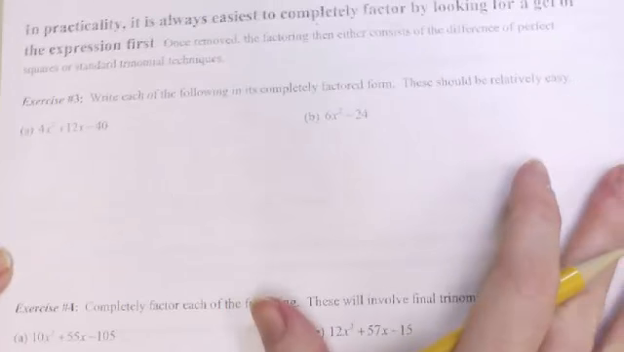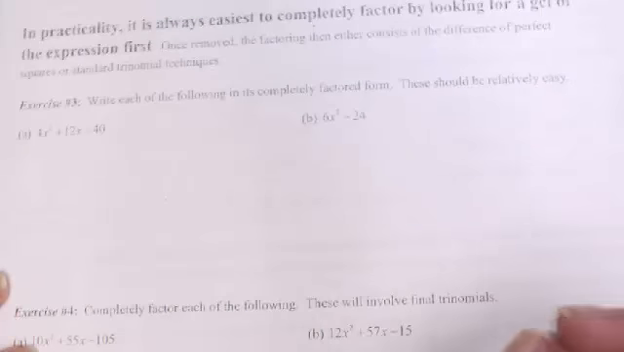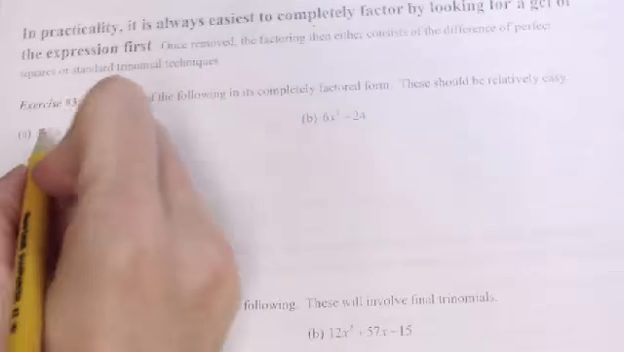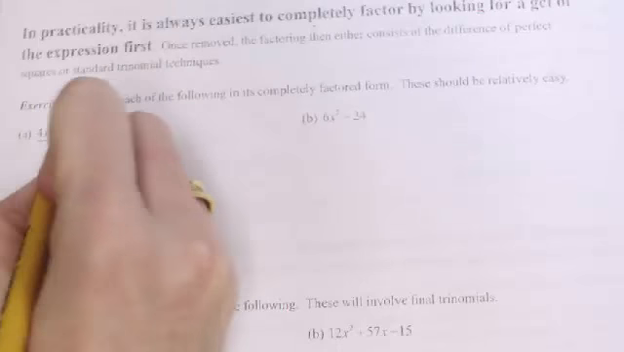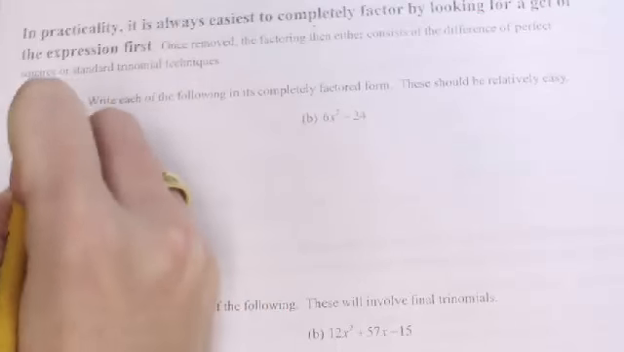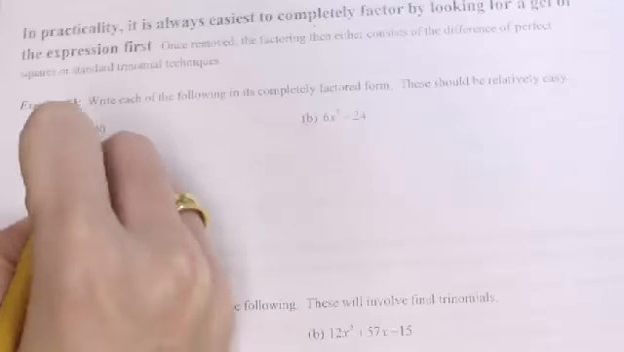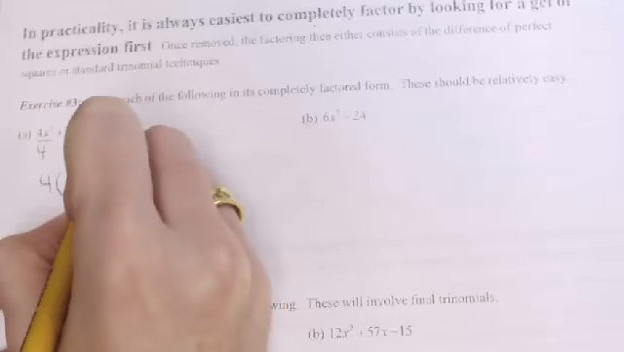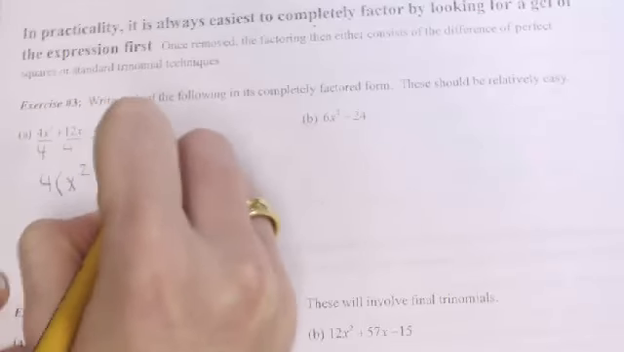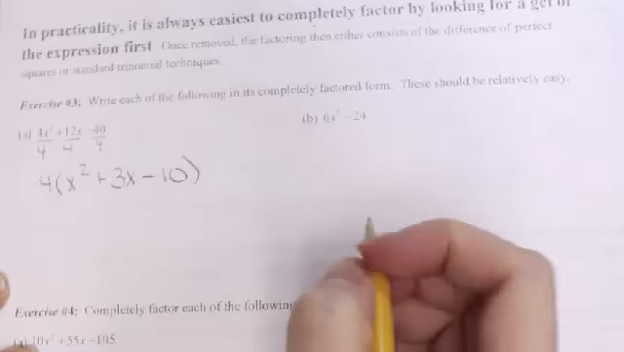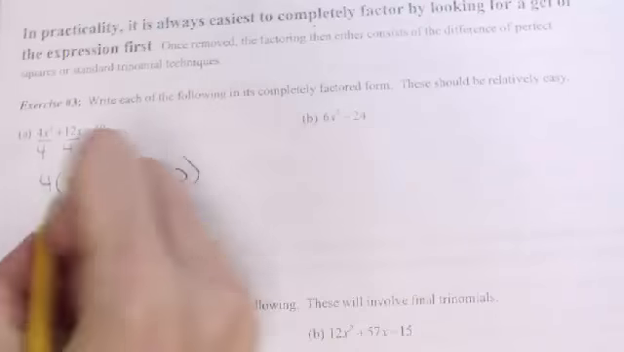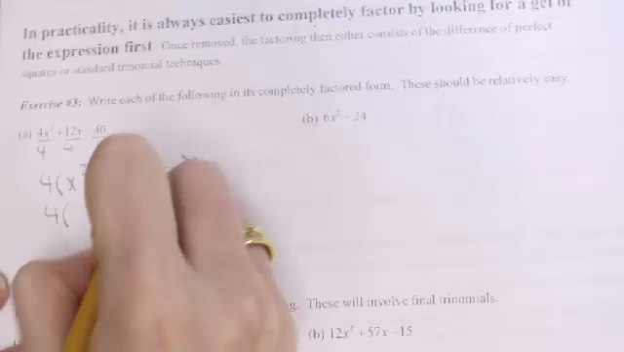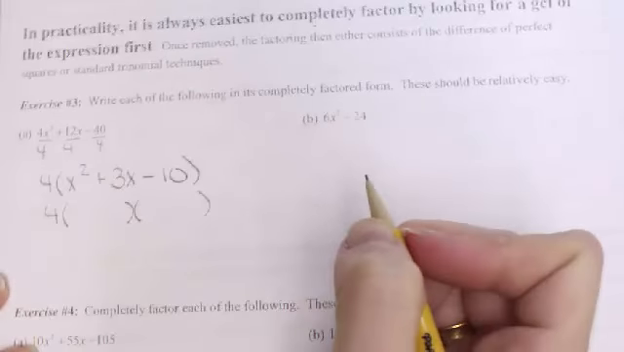So now we're going to go down here and we're going to look. First, can I get a GCF out? In this one, I can see they're all divisible by 4. So 4 comes out and you have x squared plus 3x minus 10. Now you have a nice trinomial with a coefficient of 1 for the a value, so that's awesome.